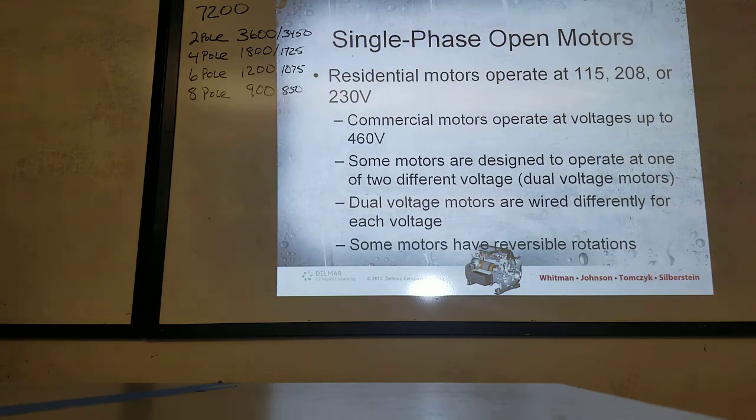Single phase motors. Residential motors operate at 115, 208, or 230 volts. Commercial motors operate at voltages up to 460 volts. Some motors are designed to operate at one of two different voltages. Dual voltage motors are wired differently for each voltage. Some motors have reversible rotations.